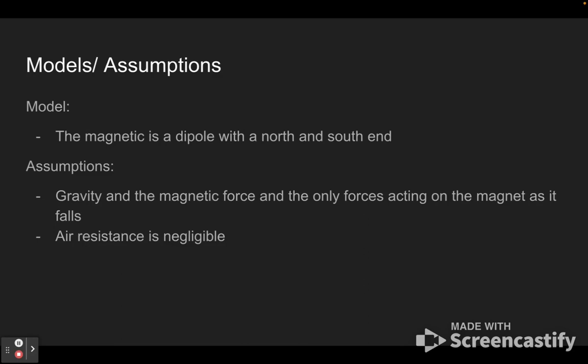The models and assumptions. Our model is that the magnet is a dipole with a north and south end. The assumptions are that gravity and the magnetic force are the only forces acting on the magnet as it falls, and we're assuming that air resistance is negligible, so we can ignore it.